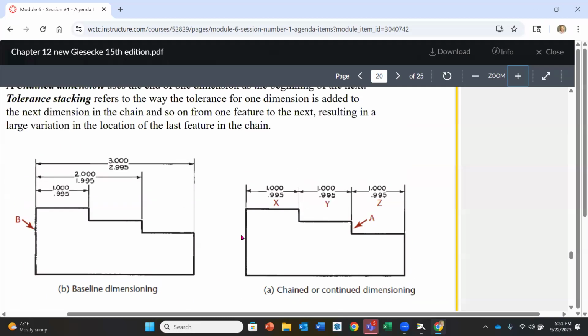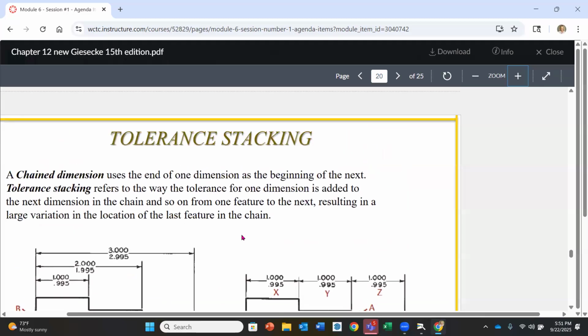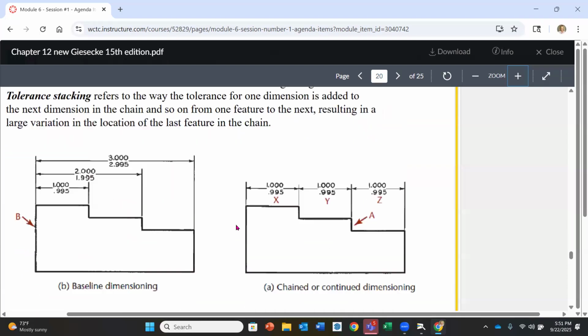This is what we refer to as tolerance stacking. If you work in industry, you might have heard this before. It's just the way that dimensions accumulate depending on how we actually put our dimensions on. So when you're considering the end result of your product, how you dimension, baseline or chain dimensioning, is going to make a difference. Okay. All right.